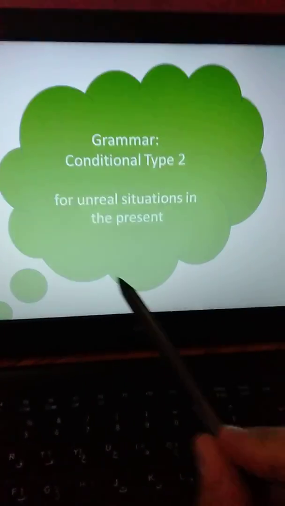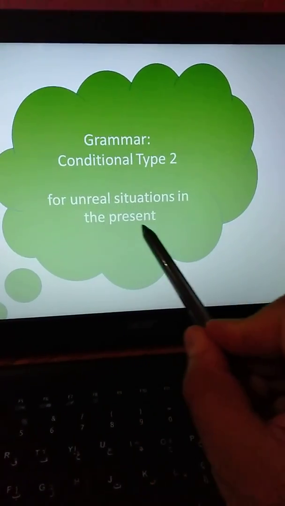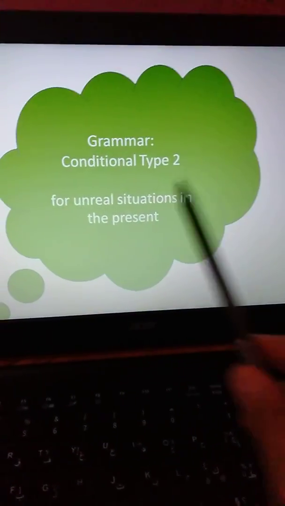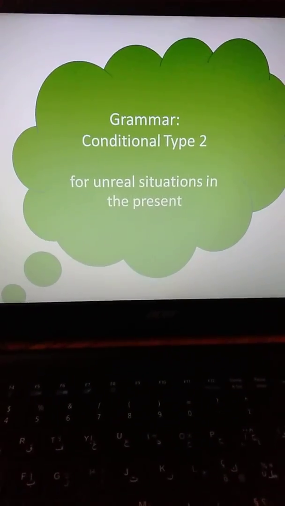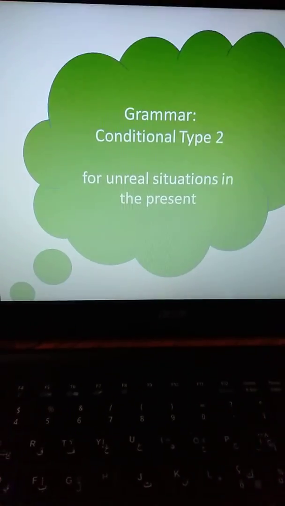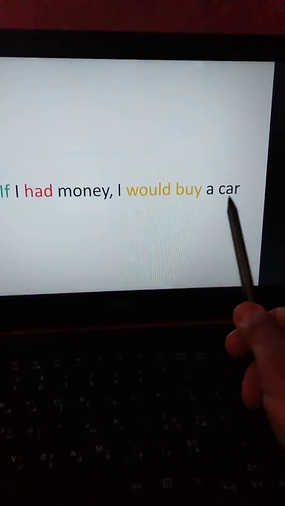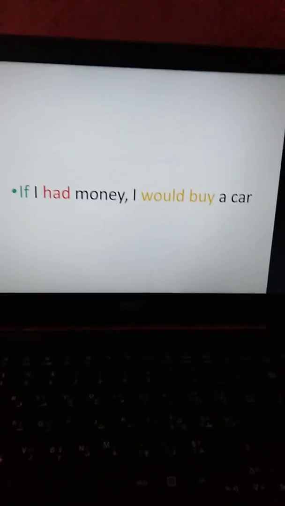This conditional is for unreal situations in the present. Remember this, please. It's very important. Okay, we say unreal or impossible situations in the present. دي situation غير حقيقية ولا مستحيلة but in the present. Look at this example. If I had money, I would buy a car. If I had money, I would buy a car. Remember, this is the if clause and this is the main clause. Right? We saw this before. This is the if clause, this is the main clause. Okay? What do you remark?